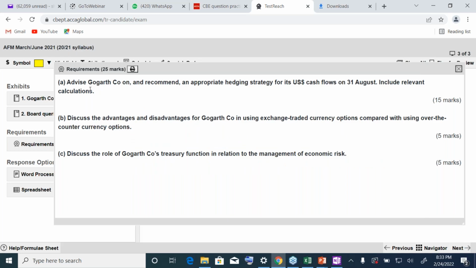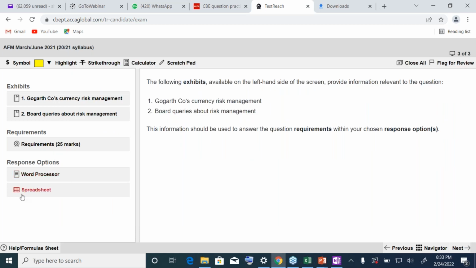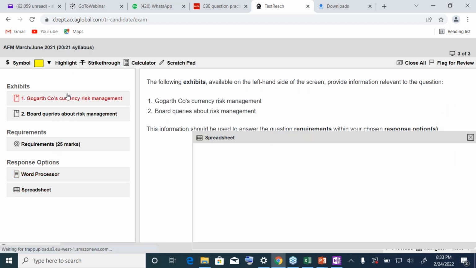So let's solve the A part, that is, advise G company and recommend an appropriate hedging strategy for the US dollar cash flow on 31st August. So let's open the spreadsheet.